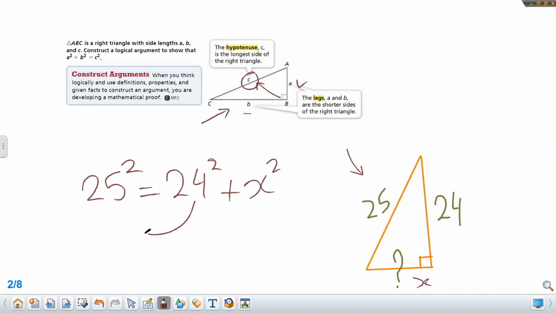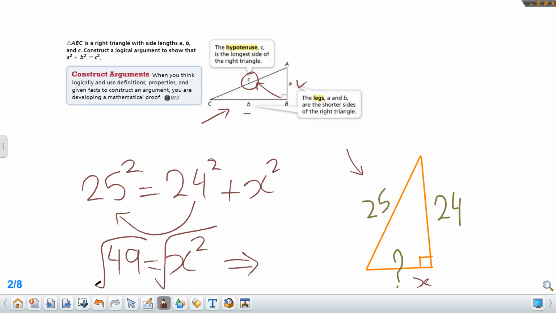Then the next step, you can move 24² to the other side, to be 25² minus 24², which is 49, equals x². How do we find x? We take the square root of both sides. So x equals what? Yes, good, which is 7.